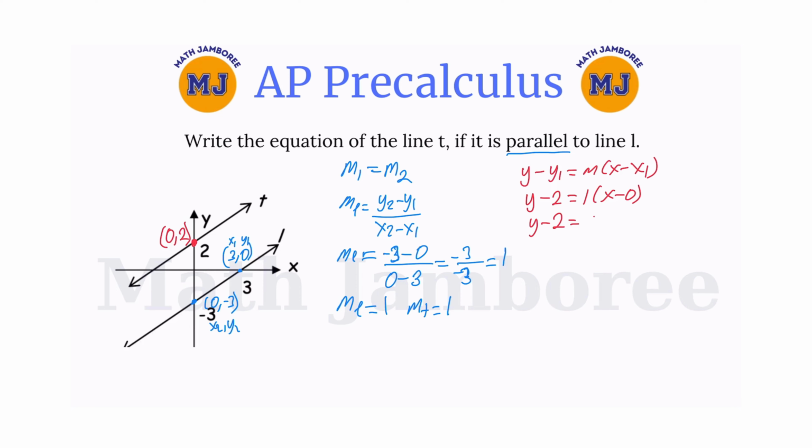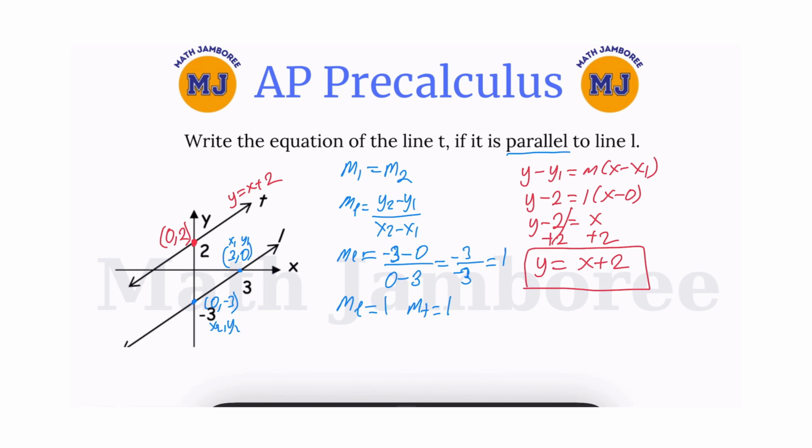Technically, if you do this calculation, this is just 1x, and we'll add 2 to both sides, and y will be equal to x plus 2. So this is the equation of the line T, y equals x plus 2. We didn't find the equation of the line L, but if you need it, you can also find it, because you know that its slope is 1.